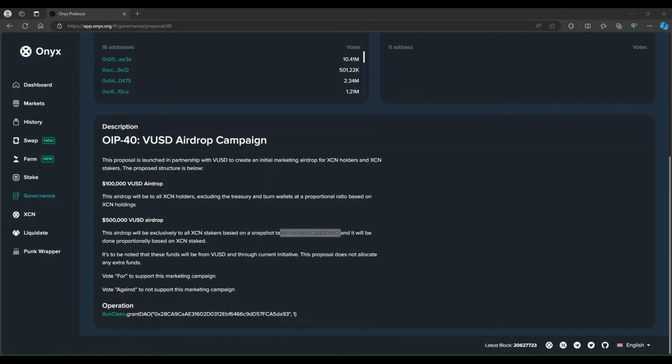So taking a quick look at that, let me get my Excel open real quick and we'll do a little math and see how much you can earn on this. So if you just hold XCN, say you hold 1,000,000 XCN, right?